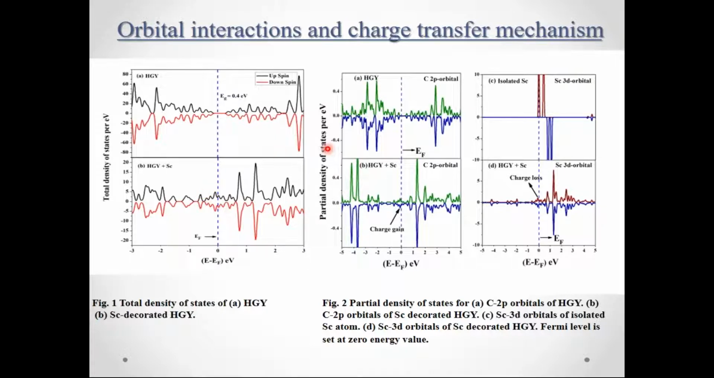I have also plotted the partial density of states of the carbon 2p orbital and the scandium 3d orbital before and after the attachment of a scandium atom on the holey graphene structure, and I found that there is some charge loss in the scandium 3d orbital and some charge gain in the 2p orbital of carbon when scandium is attached. That means some charge has been transferred from the scandium 3d orbital to the carbon 2p orbital of holey graphene, which is basically responsible for the strong binding of the metal atom to the holey graphene structure.